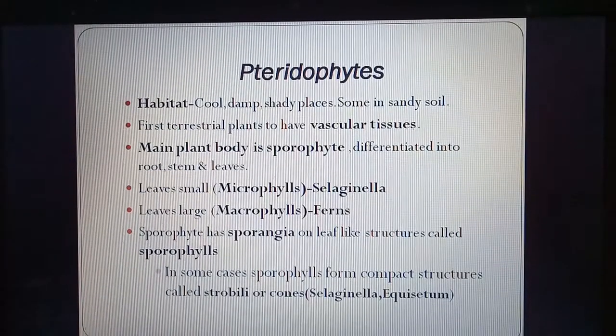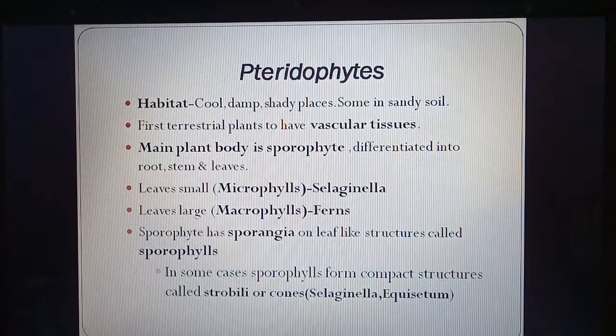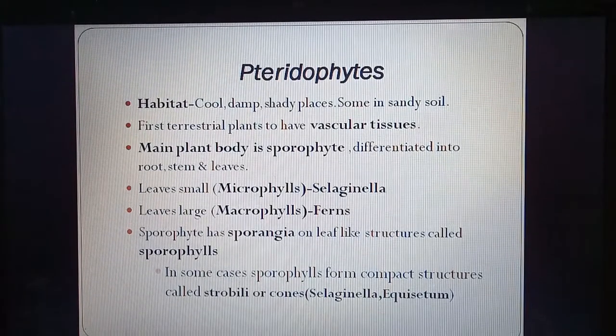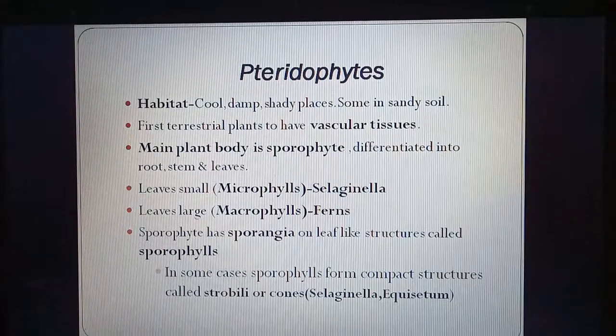The leaves may be small. The leaves are called microphylls if they are small, as in Selaginella, and the leaves may be large when they are called macrophylls, as in ferns. The sporophyte has sporangia on leaf-like structures called sporophylls. So the sporophyte body has certain small bag-like structures on some leaves, and such leaves are called sporophylls. Now the sporangia bag produces spores.